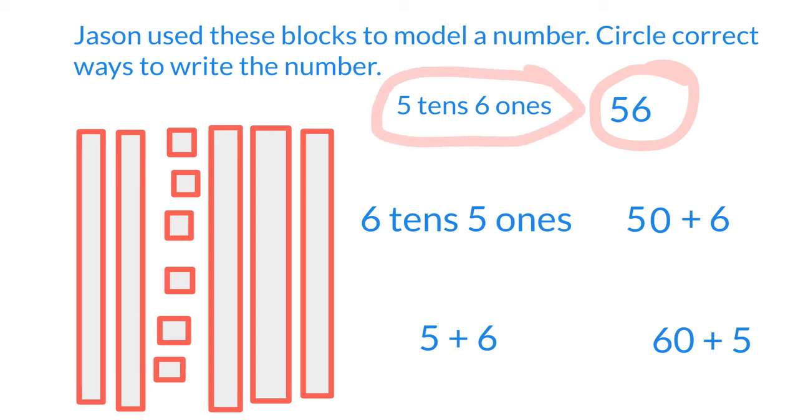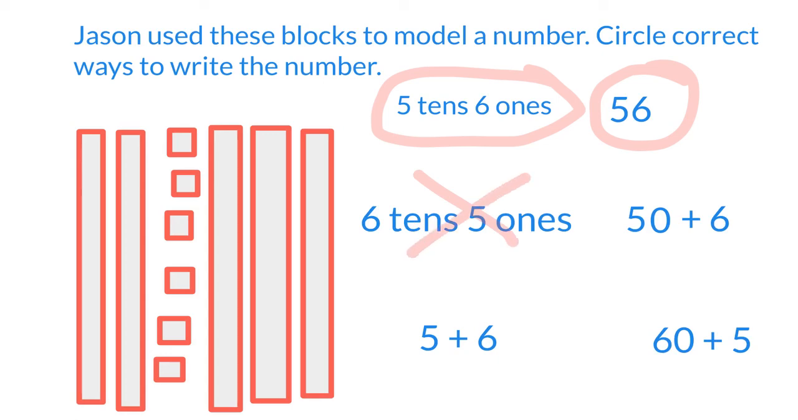Let's go to our next one, 6 tens, 5 ones. 1, 2, 3, 4, 5. I only have 5 tens. They tried to trick me here by switching the numbers. This is not 6 tens and 5 ones. This one up here was the correct way to write it. So this one is incorrect.